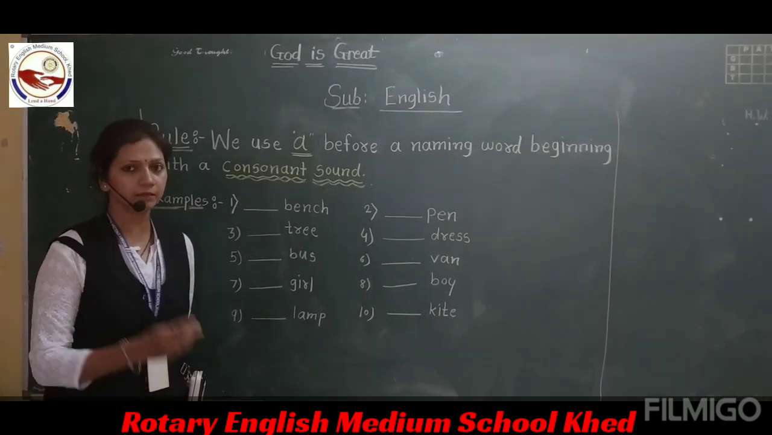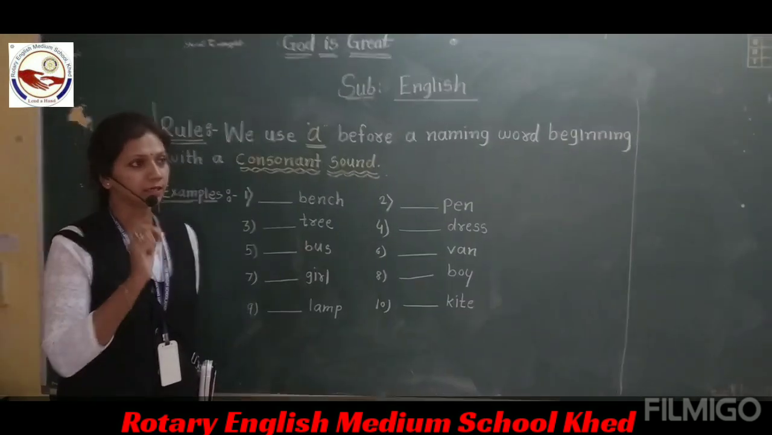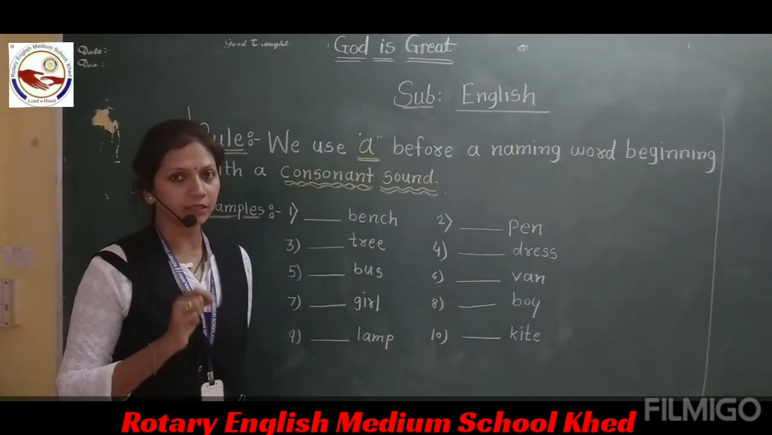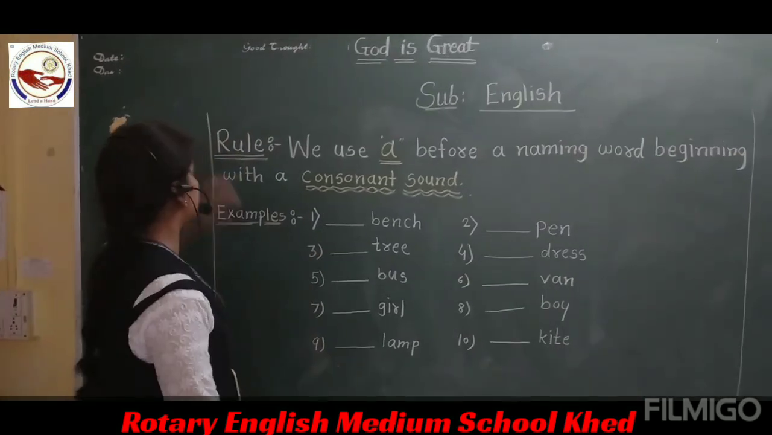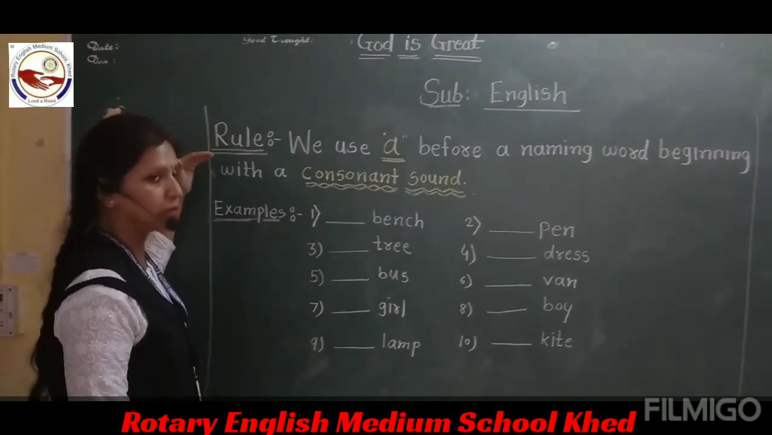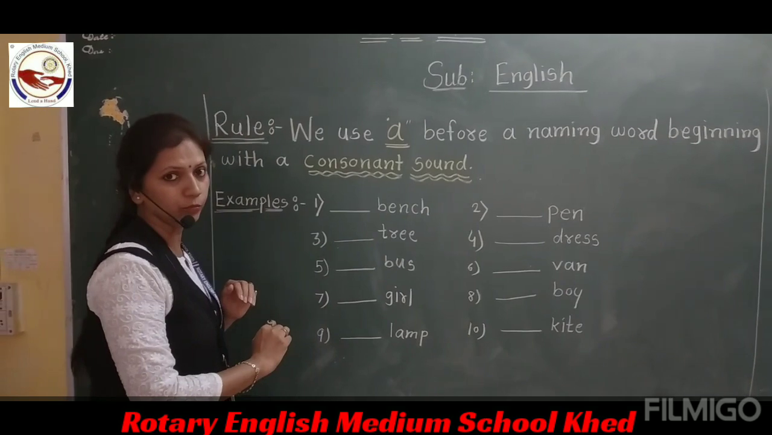Okay, we have seen the video before this, so I hope that you understood. So let's start. What to write in the notebook. You have to write today's date and day, and then you start with the rule. This rule you just write in your notebook.